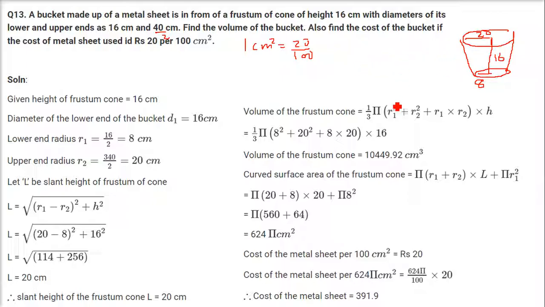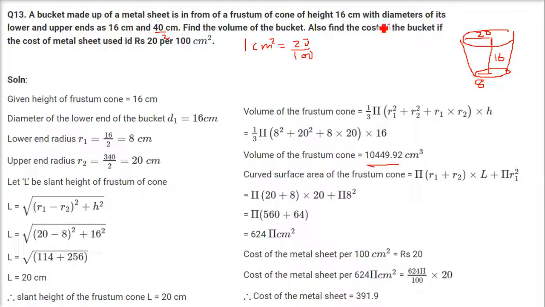So volume of the bucket will be 1 by 3 pi r1 square plus r2 square plus r1 r2 into h. All things are given to us. You just compute it. The volume will come. Now volume is computed. Find the cost of the bucket.